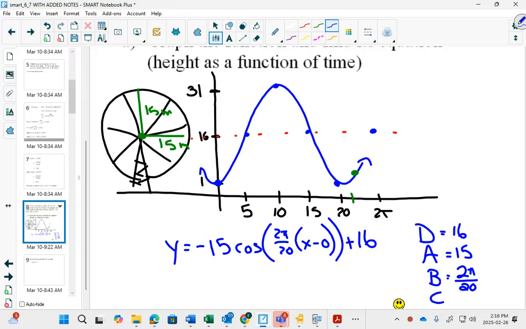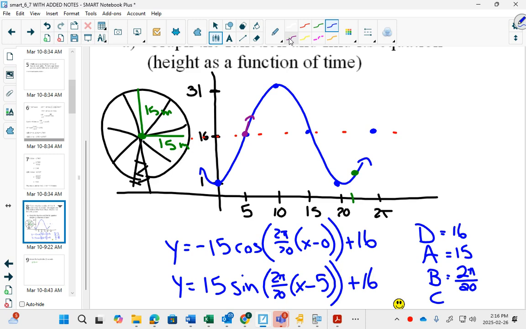But we could also pick a sine graph. Y equals 15 sine. Now I picked a positive sine graph. Where does sine start? In the middle going up. So my B value is still going to be 2 pi over 20. But now instead of x minus 0, I have x minus 5. Could we do a positive cos graph? Yes, that would be x minus 10. Could we do a negative sine graph? Yes, x minus 15. So there's lots of possibilities for writing the equation.